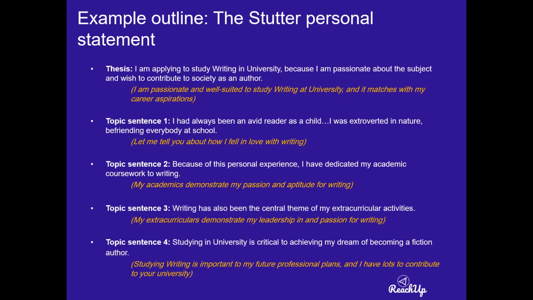So an outline is very short. It's thesis, 4 topic sentences. So in total, it's 5 sentences, and that's it. And that's the plan. That's the roadmap for the rest of the personal statement.